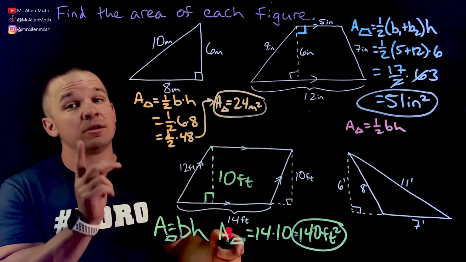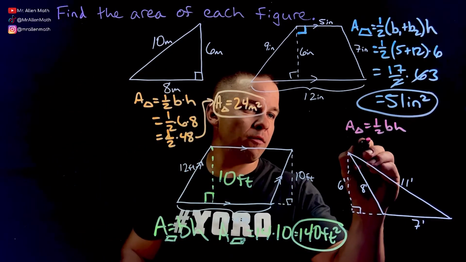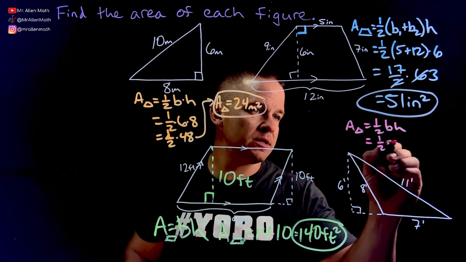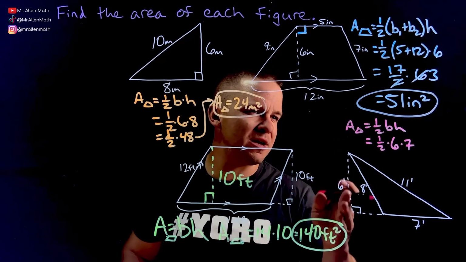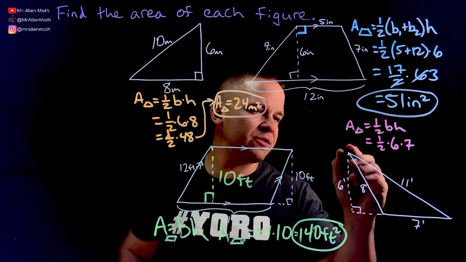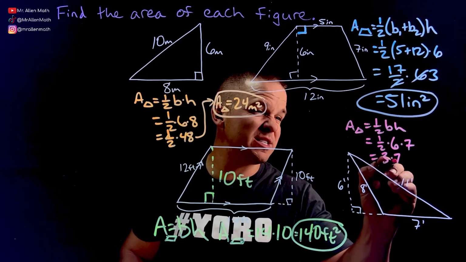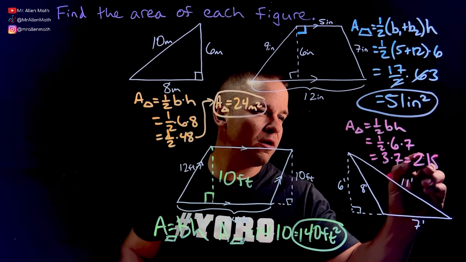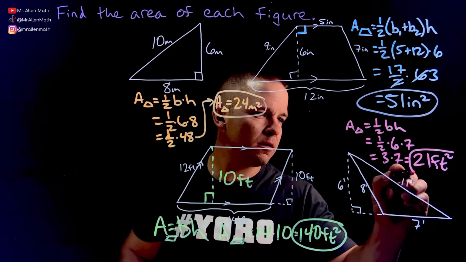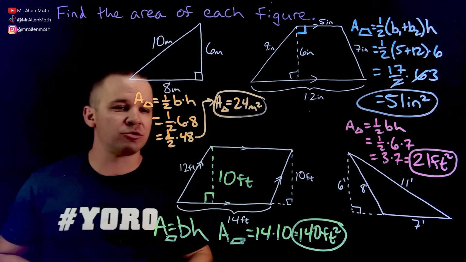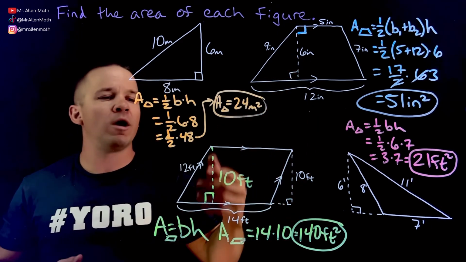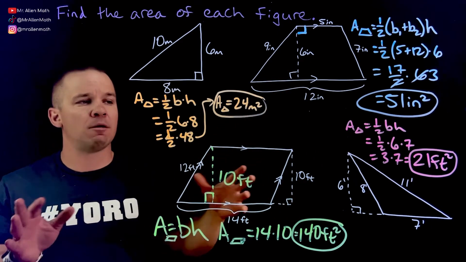The 8 and the 11 are decoys. All right, so I'm going to have 1/2 times 6 times 7. I'll do the 6 first, because then 1/2 times 6 is 3, times 7 equals 21 feet squared. Cool. There we go. Four dope area problems: two of them triangles, one a parallelogram, and one a trapezoid. Area's dope.